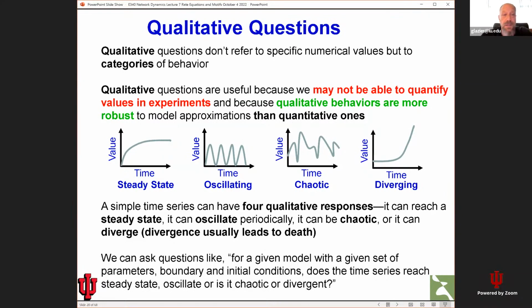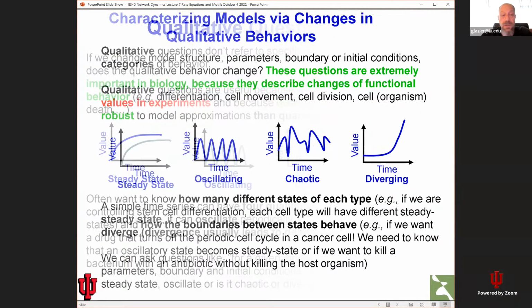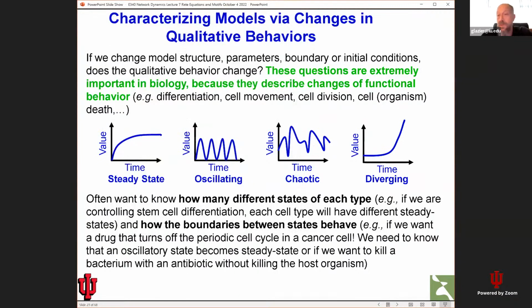And that gives us a series of interesting questions, because we might want to know how many states of each type there are. Are there multiple steady states? Are there multiple oscillatory states? Are there multiple chaotic or divergent states? And we'd like to know about the boundaries between them. As we change a parameter, do we go from a steady state to an oscillation, from an oscillation to chaotic behavior, from a chaotic behavior to a divergent behavior, or something else?